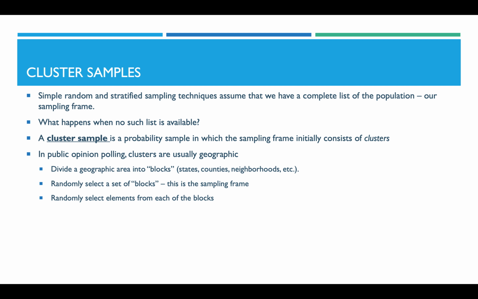So what you'll do is you will divide a geographic area, say a country, into different blocks. For instance, these might be subnational units, states, countries, neighborhoods, and so forth. And then from that, you're going to randomly select a subset of these blocks. This is what will be our sampling frame, because people that weren't in a selected block can't make it into the ultimate sample. From there, once you have the sampling frame of a set of randomly selected blocks, you'll randomly select elements from each of those blocks until you reach the desired sample size.